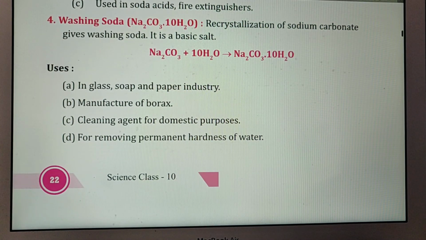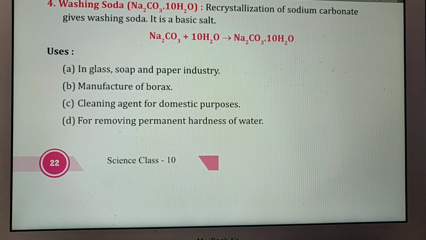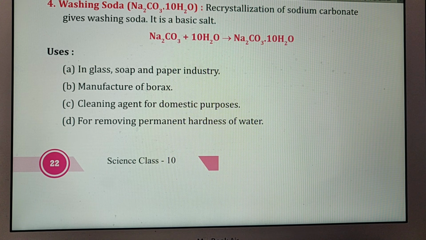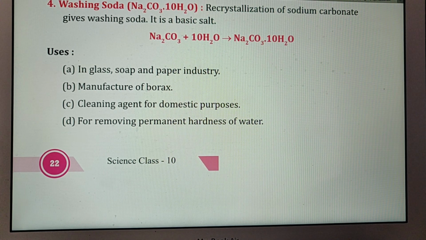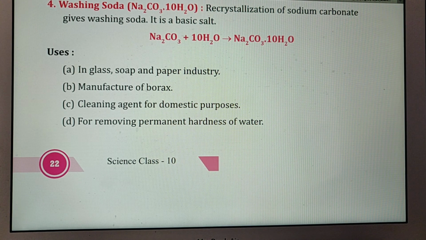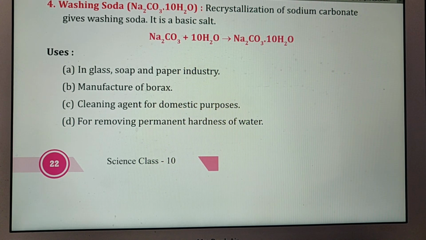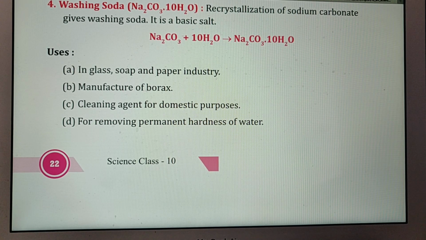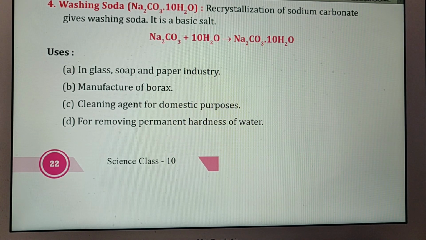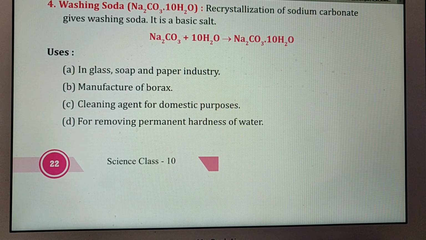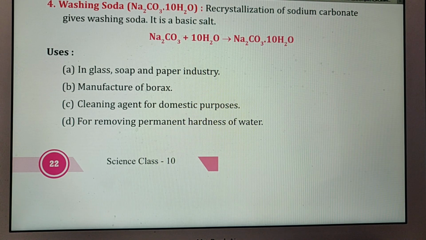Washing soda, Na2CO3·10H2O. Recrystallization of sodium carbonate gives washing soda. It is a basic salt, sodium carbonate plus 10H2O. Sodium carbonate dissolved in water and kept for some time gives sodium carbonate with 10H2O. Uses: in the glass, soap and paper industry, manufacture of borax, as a cleansing agent for domestic purposes and for removing permanent hardness of water.